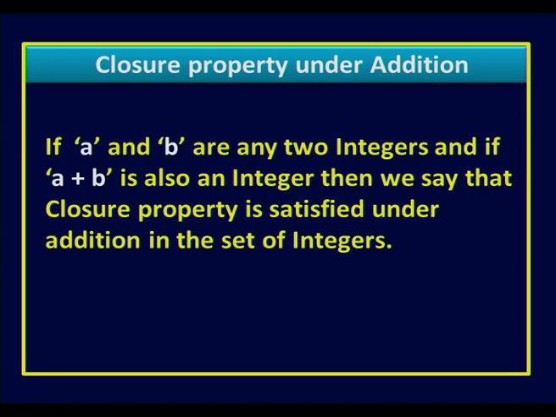So, children, we have seen examples of closure property. Now, let us see what actually the closure property is under addition. If a and b are any two integers and if a plus b is also an integer, then we can say that closure property is satisfied under addition in the set of integers. So, let us move on to another property, children.